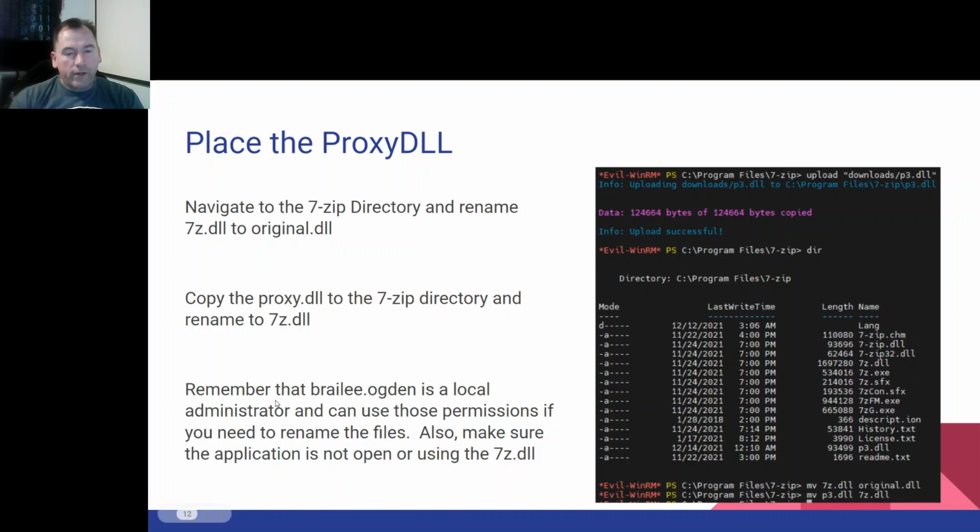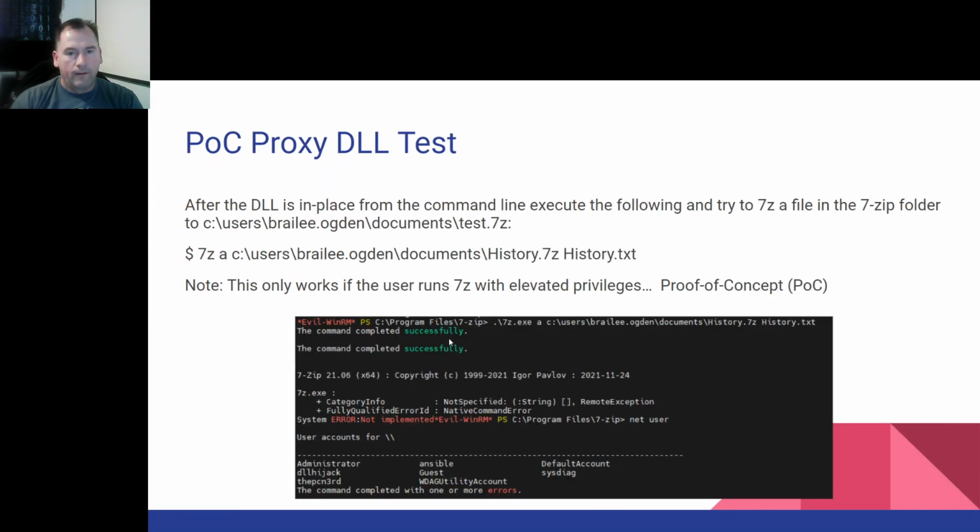And remember that Brayley Ogden is a local administrator, so if you have to work with the permissions to get those files copied and moved and renamed, go ahead and do that. And being that this is a proof of concept, from the command line, you'll do 7-zip, add to archive, c:\users Brayley Ogden documents history.7z from the 7-zip directory, and we have history.txt in there.